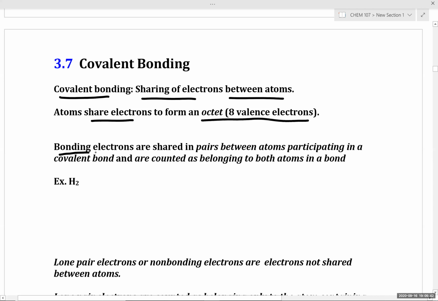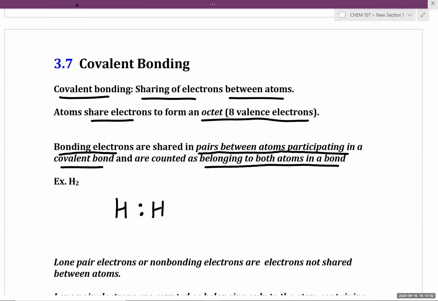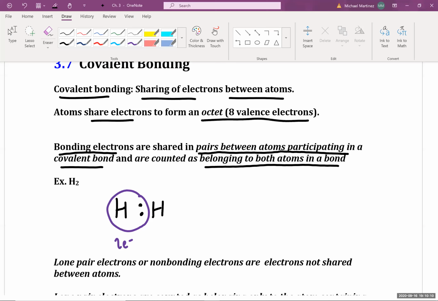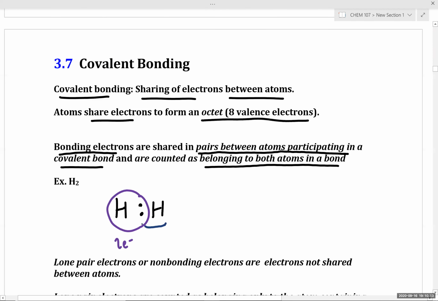Now, bonding electrons are shared in pairs between atoms participating in a covalent bond and are counted as belonging to both atoms in a bond. So, for example, in hydrogen, these bonding electrons are counted as belonging to both. So this hydrogen on the left has 2 electrons, and the hydrogen on the right also has 2 electrons. Shared electrons are considered belonging to both atoms that are bonding.